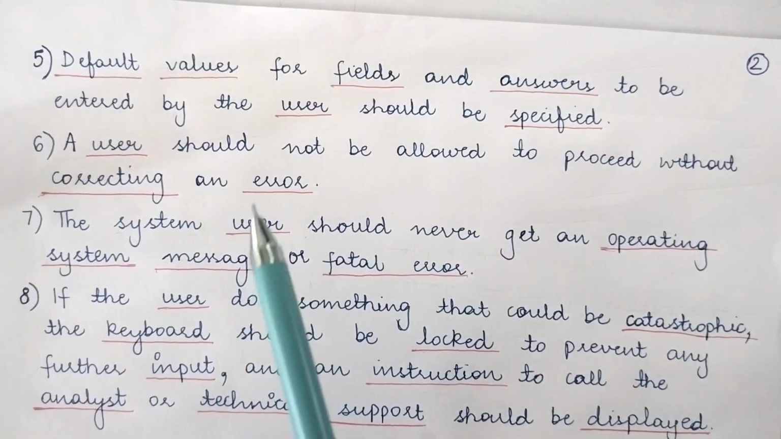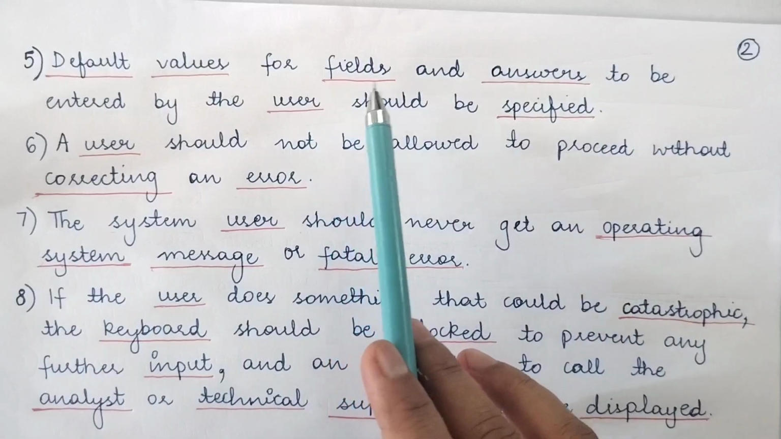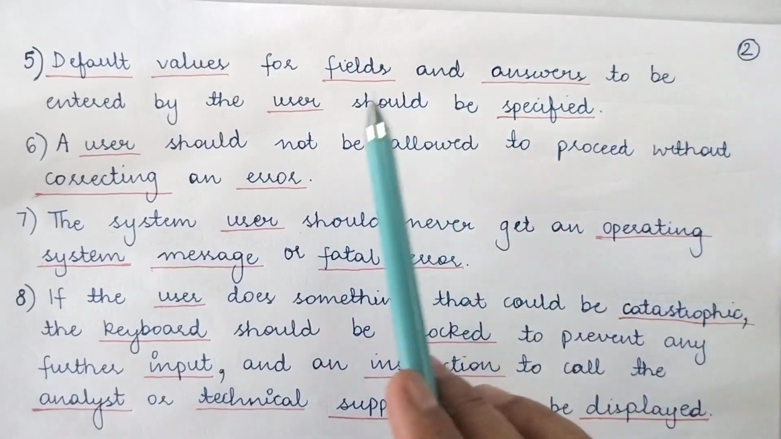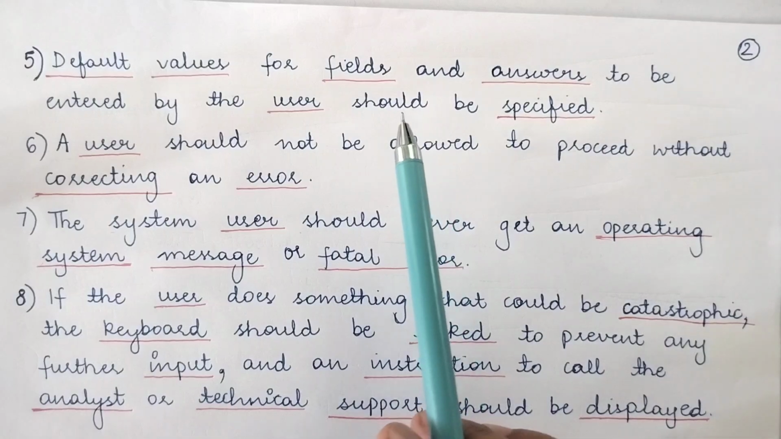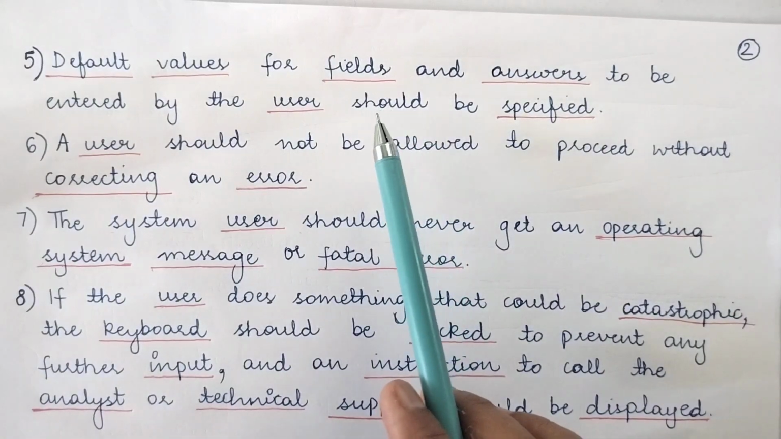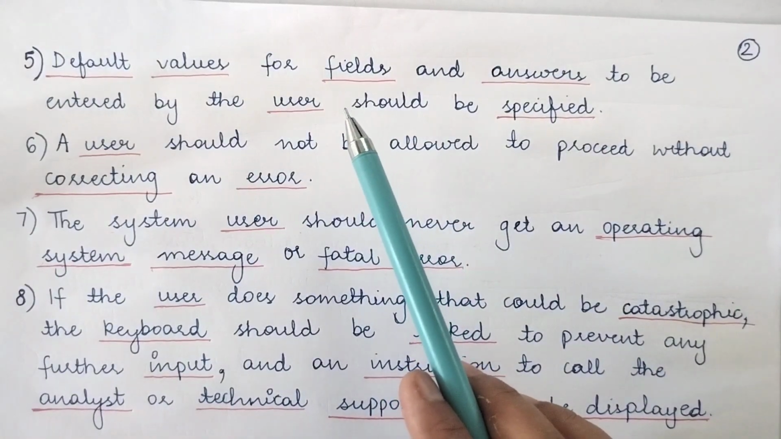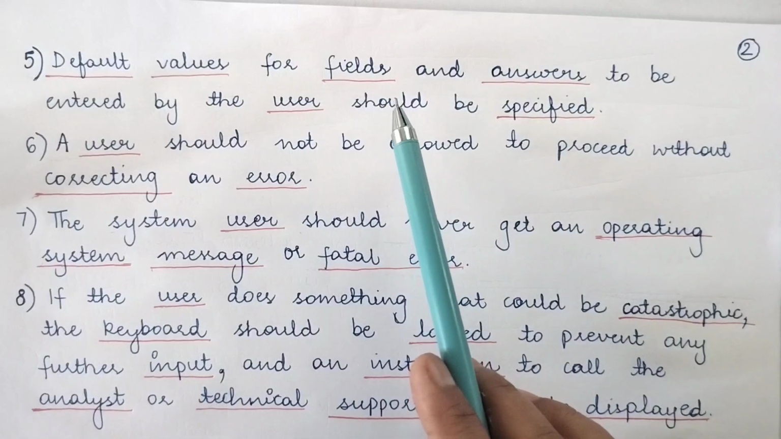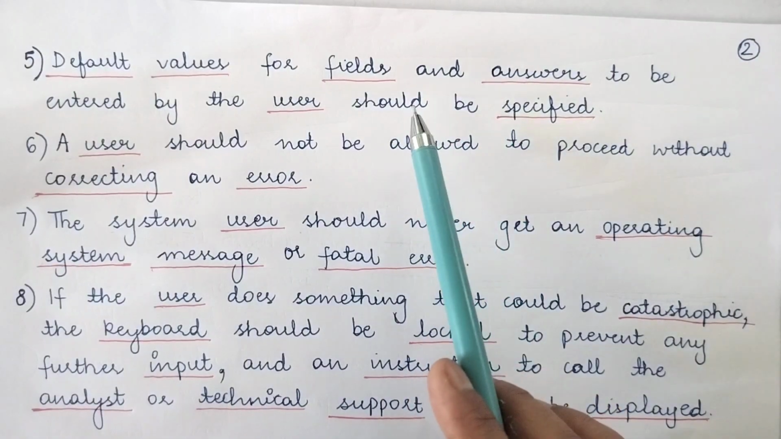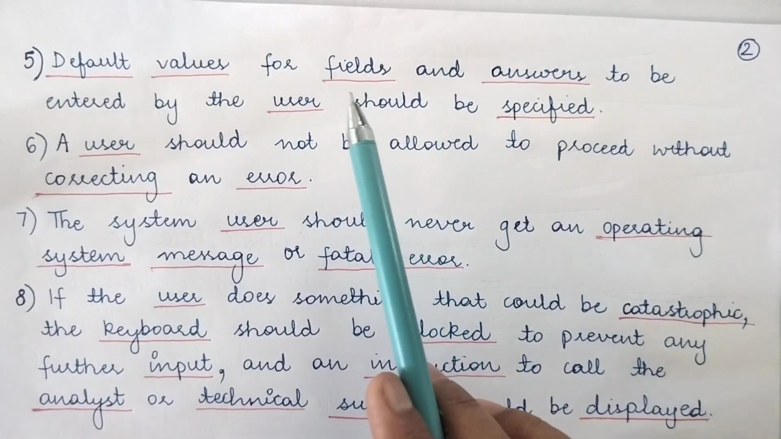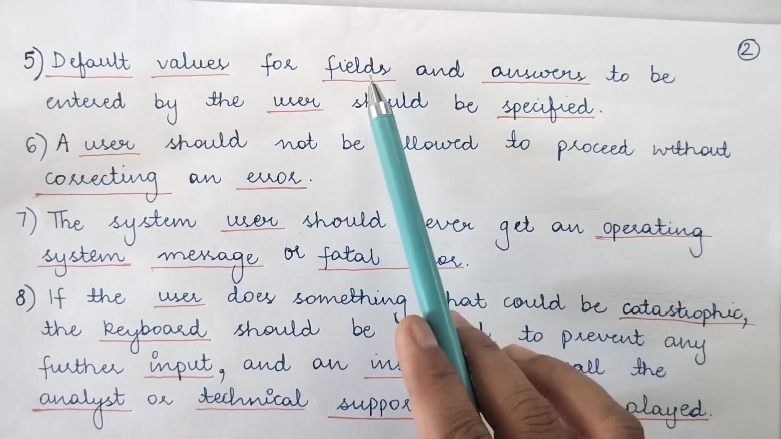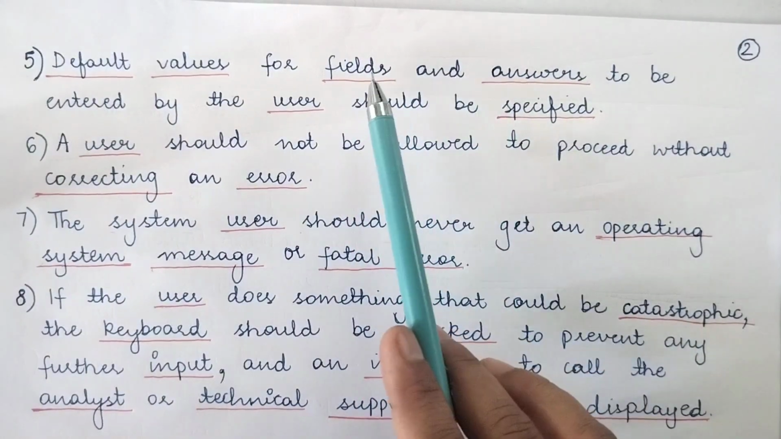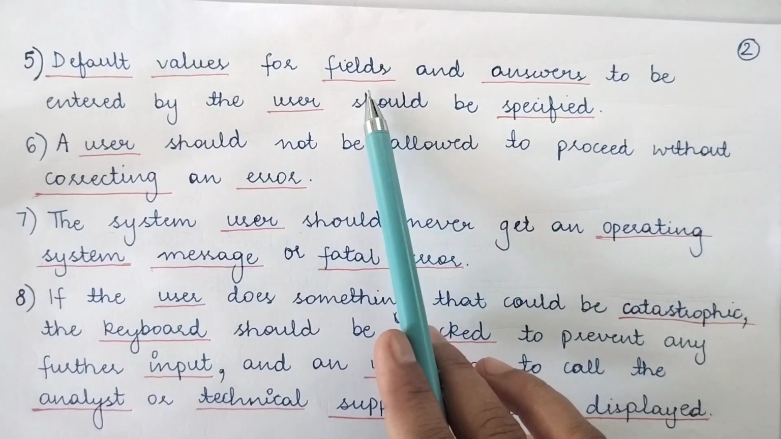The fifth guideline says that the default values for fields and answers to be entered by the user should be specified. Just to give the user an idea of what kind of values or answers are expected in certain fields, default values should be provided so that the user has an idea of what value or answer has to be provided for a certain field.